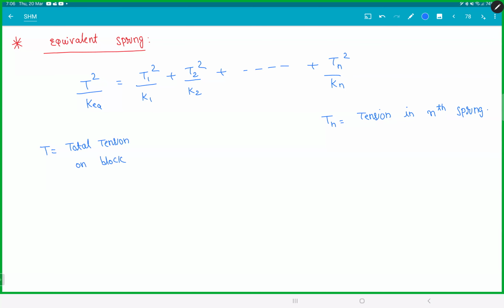So using this, I can find K equivalent easily. The only problem with this is that it is valid only when you have a single block. You should have only one block, but you can have 1,000 springs. There is no problem. Valid for one block and smooth and massless pulleys.